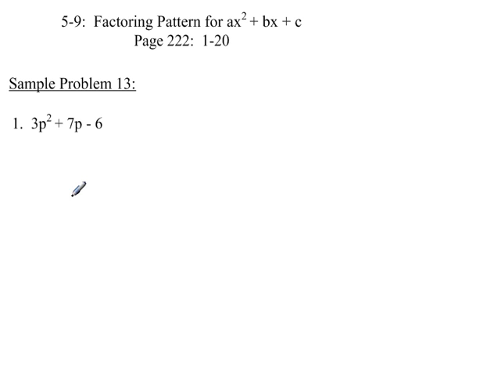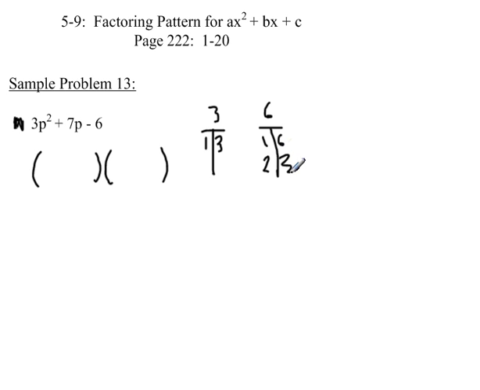In sample problem 13, you've got 3p squared plus 7p minus 1. Ignore that. We're at number 13. Alright, so let's get this started by factoring 1 and 3. And 6 will be 1 and 6, and 2 and 3. In order to get to 7 on this one, it's a little different fashion. You either have 3 times 1 and 6 times 1, which is 9 or 3, or you have 3 times 6, which is 18, and 1 times 1 will give you 1. So this combination will not work, so you can scratch 1 and 6.